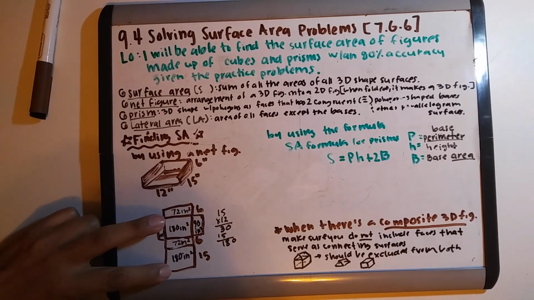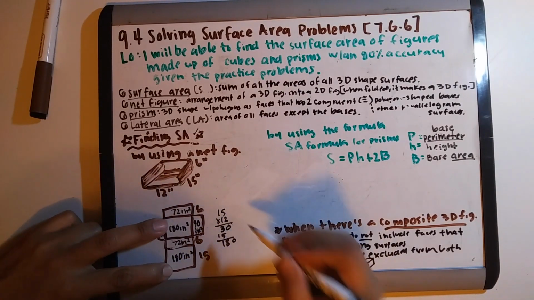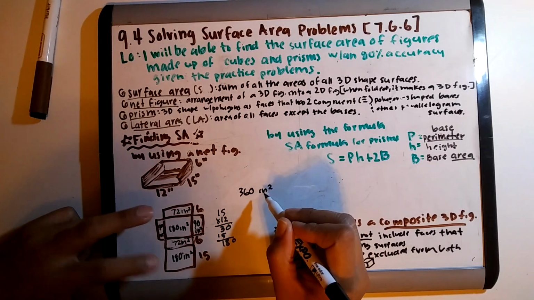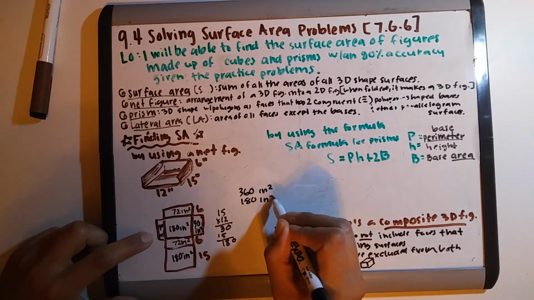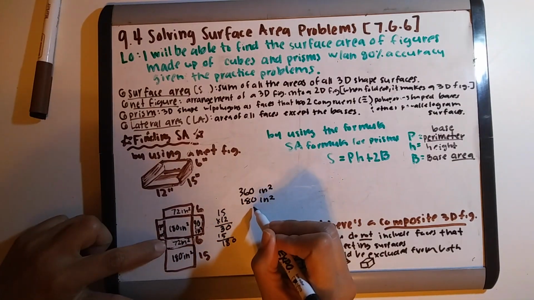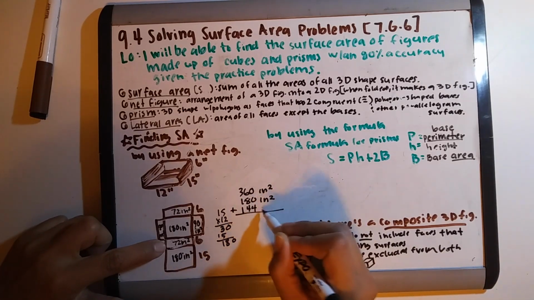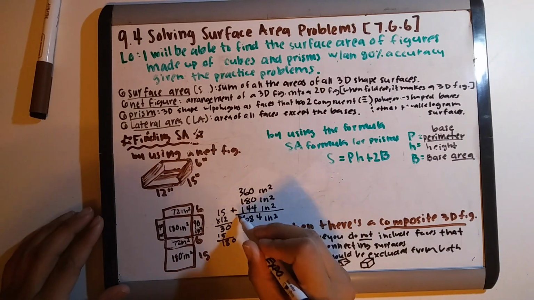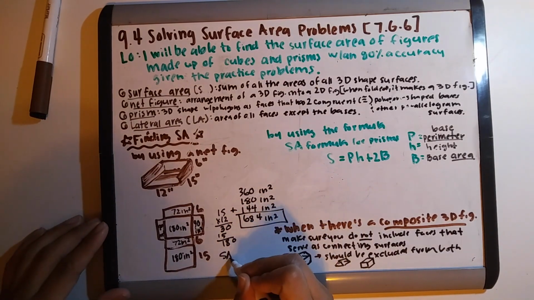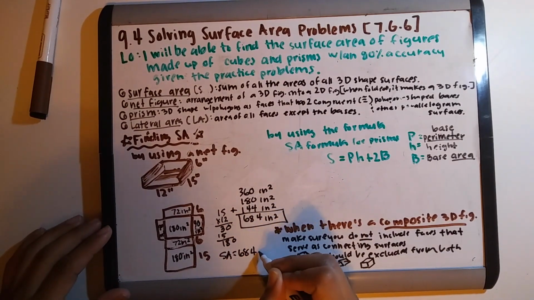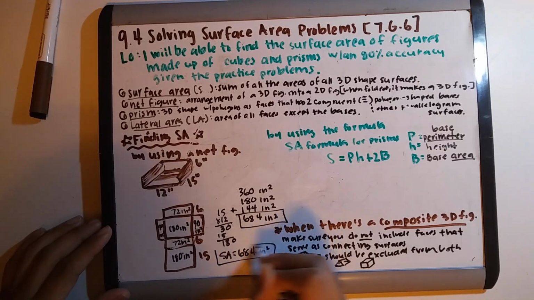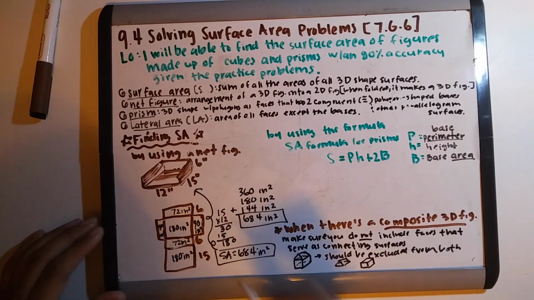And I'm going to add them all together. So 180 plus 180, that's 360, and then 90 plus 90 is 180, and then 72 plus 72, that will be 144. Add them all together. My answer, my surface area, is 684 square inches for this prism right here.